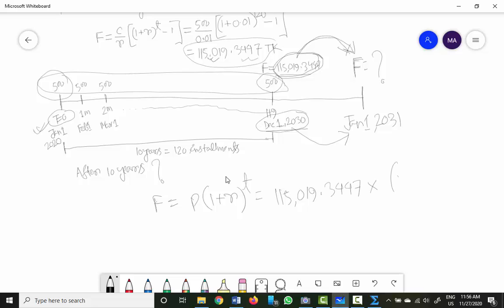We will multiply it by the interest rate, which we already know is 12% compounded monthly. This is the interest rate, 0.01. The power will be 1, because you are moving 1 month forward. Since you are moving 1 month forward, the power will be 1.